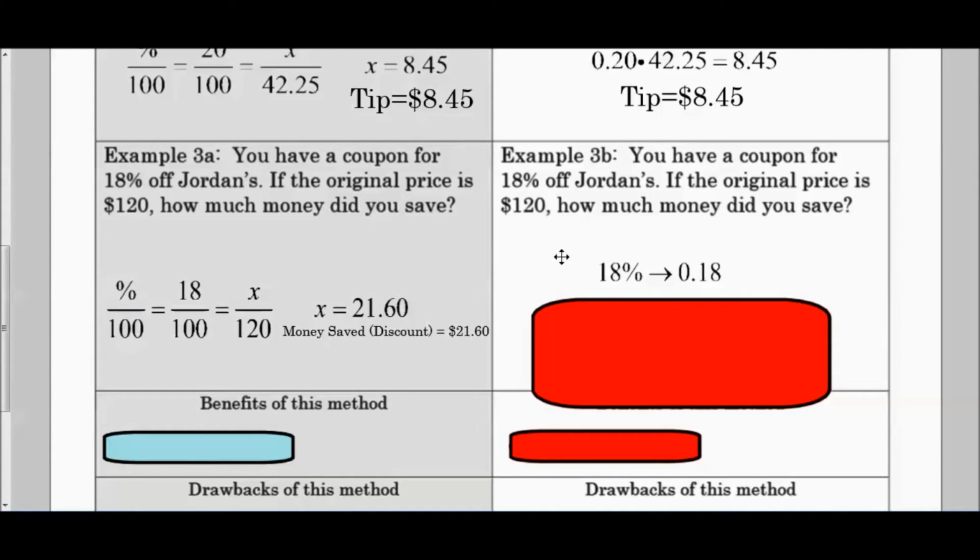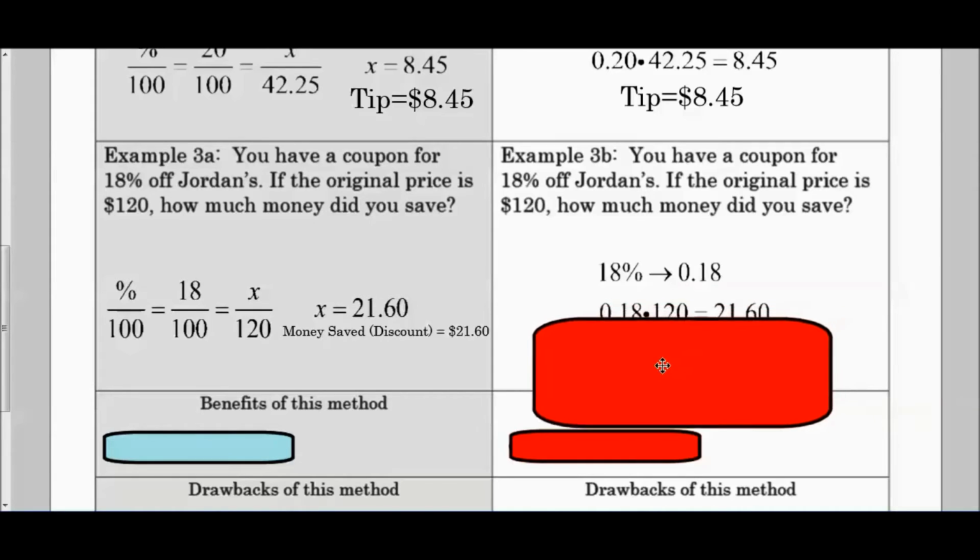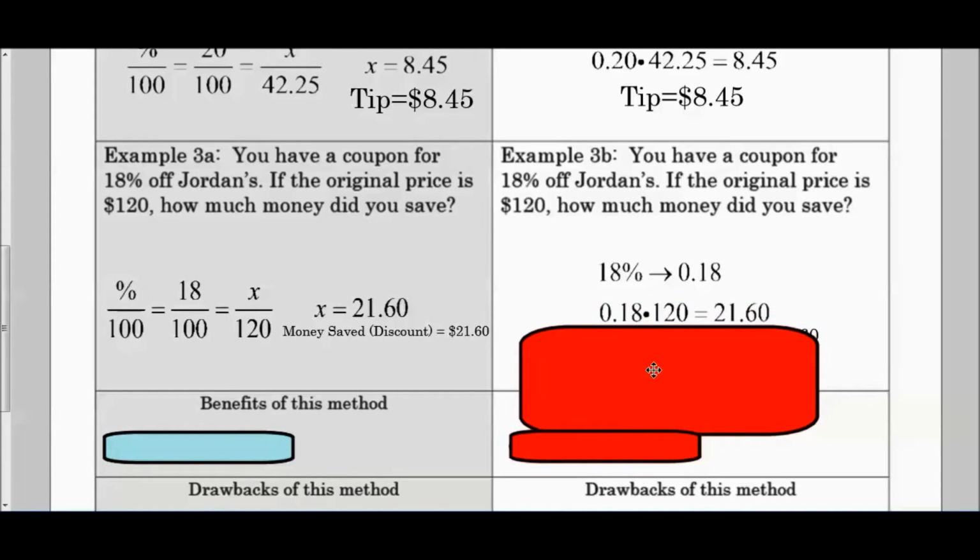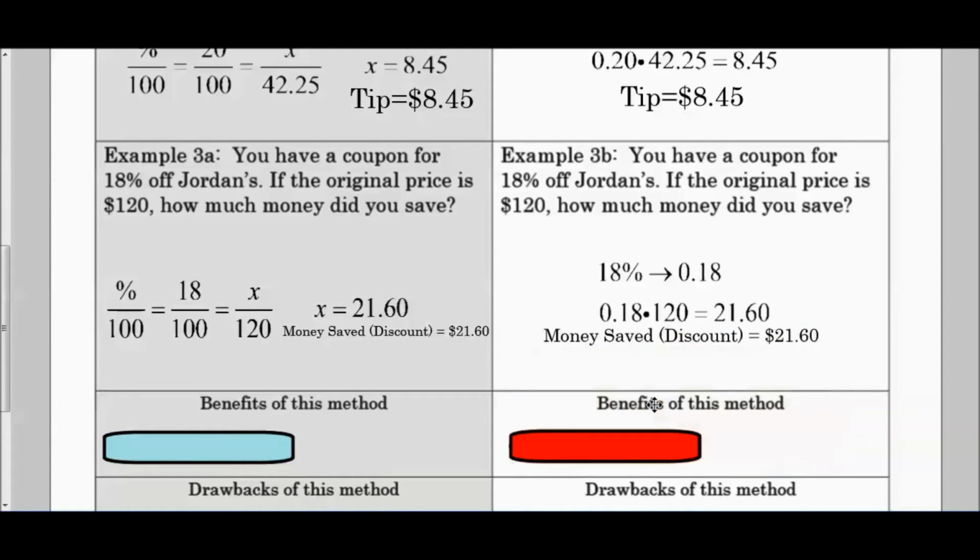This one doesn't say that, but if we want to find 18% of this original price, we really just need to know in our heads that that's multiplication. So we're going to multiply that decimal times the original price of 120, and not surprisingly, we get the exact same discount amount, that $21.60.